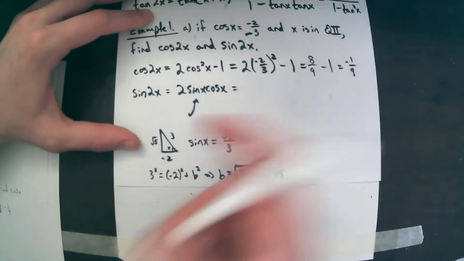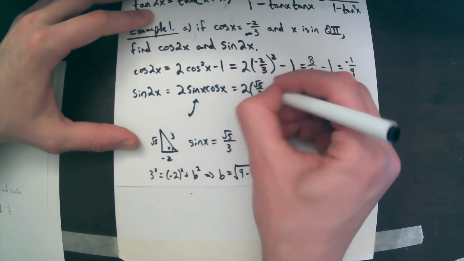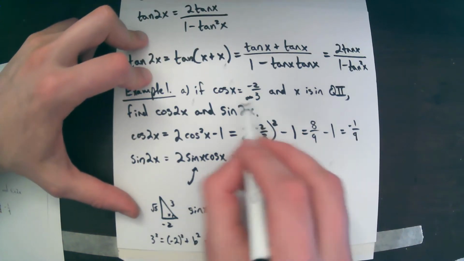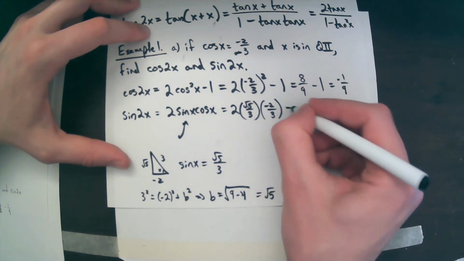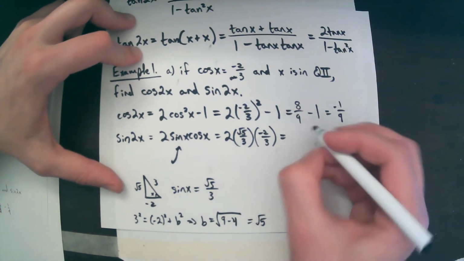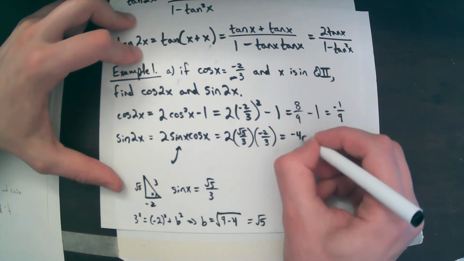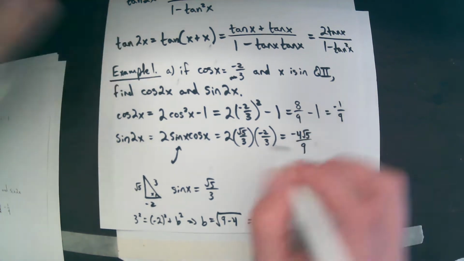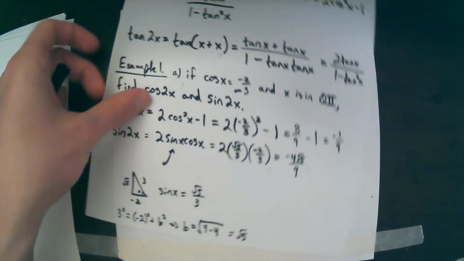Okay, so now I've got sine x. So I can say 2 times square root of 5 over 3. And then cosine x is given as negative 2 over 3. And then just a little bit of fraction arithmetic, getting negative 4 square root of 5 over 9. Okay, let's do another one.